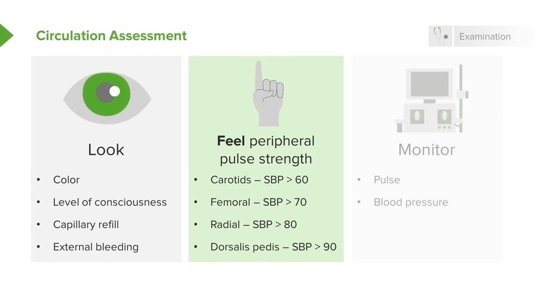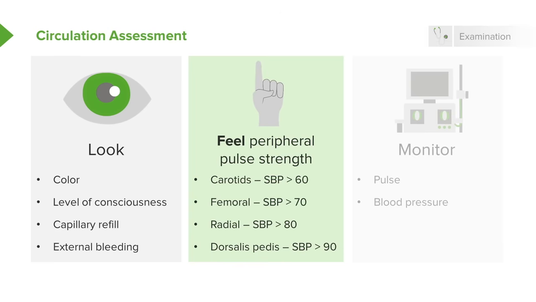So a patient who has a nice bounding, easily palpable dorsalis pedis pulse has a systolic blood pressure of 90 or more. So that's a pretty quick way. If you feel those dorsalis pedis pulses and you're satisfied that they're palpable and normal, that is a pretty quick way to say, yeah, you know what, my patient's circulatory status is probably adequate, at least right at this moment.